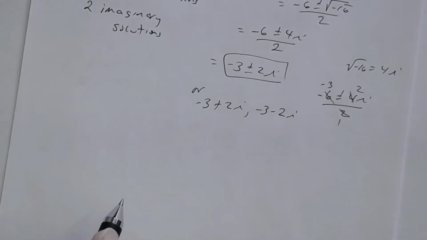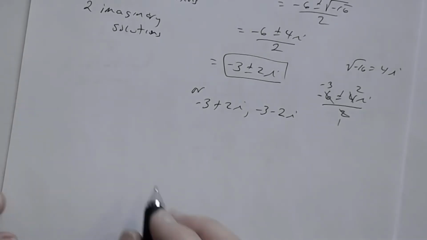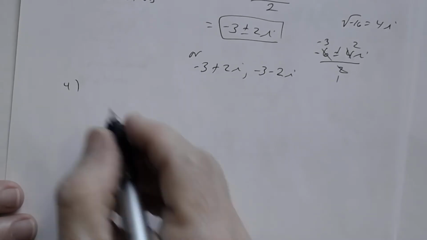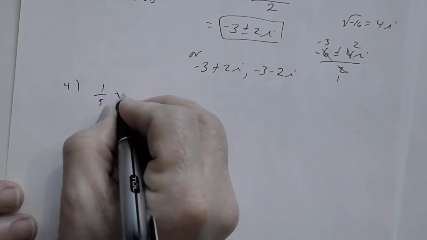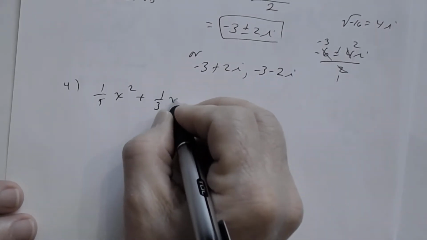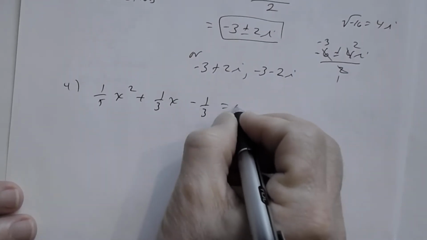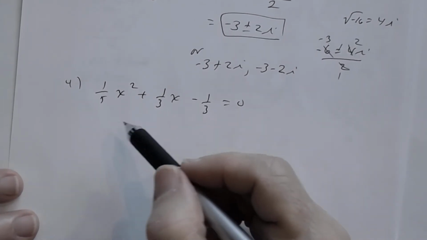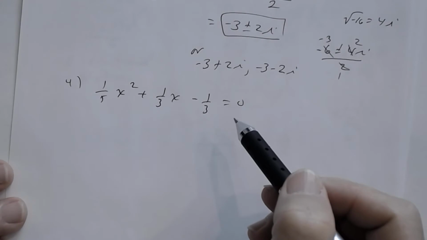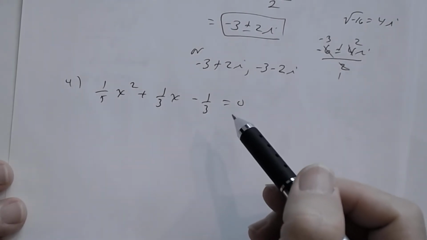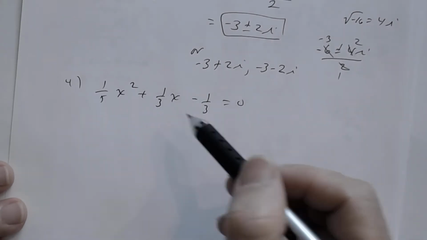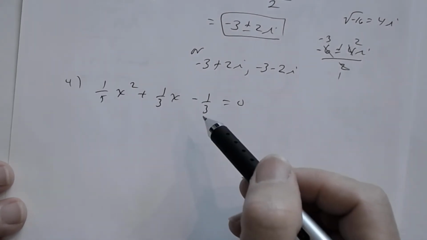Let's do number 4. So number 4. Let's suppose we have, number 4, we have this. We have 1/5 x squared plus 1/3 x minus 1/3 equals 0. Now don't let the fact that you have fractions here throw you off. Don't do that. You learned in a previous lesson when we talked about linear equations and rational equations, that you can clear your fractions. So let's clear these fractions.